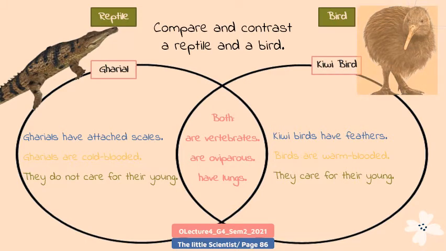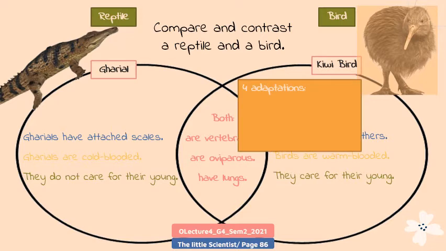The kiwi bird is a flightless bird. It cannot fly, while most birds fly, and this is because of 4 adaptations that birds have. Birds can fly because they have feathers, they have wings, their bones are not heavy, so they have lightweight bones, and they also have strong chest muscles.